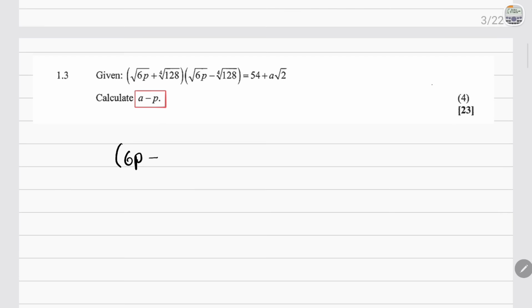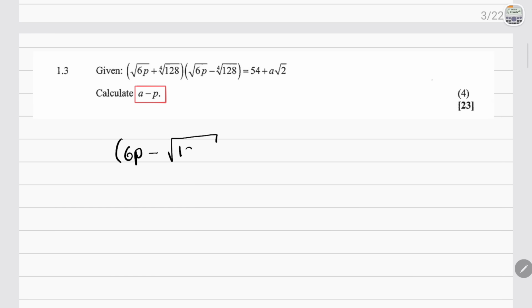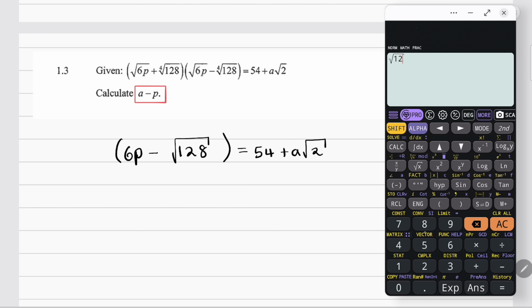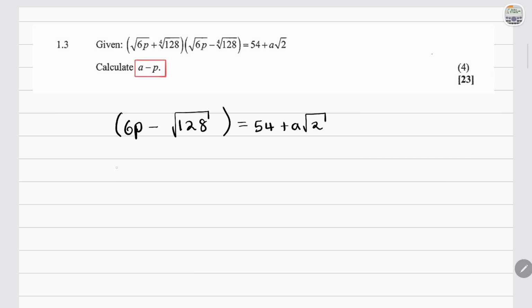And so we just have minus square root 128, which we can, of course, find the value of. So we can find the square root of 128. So this is equal to 54 plus a square root 2. And then if we find the square root of 128, that gives us 8 square root 2. So we have 6p minus 8 square root 2, and it's equal to 54 plus a square root 2. And we're trying to solve for a and p, and then of course find the value of a minus p. So let's look at this logically.